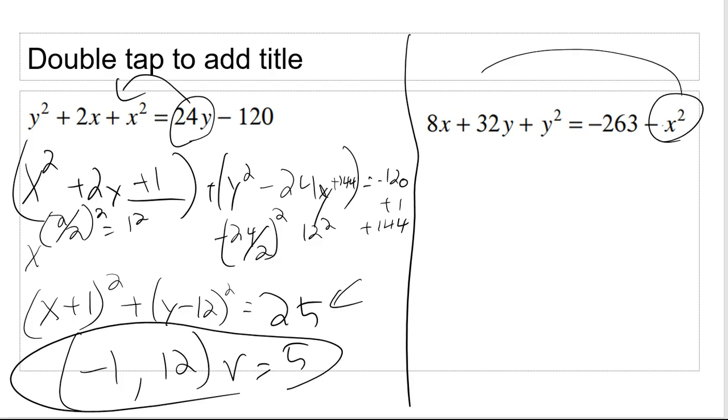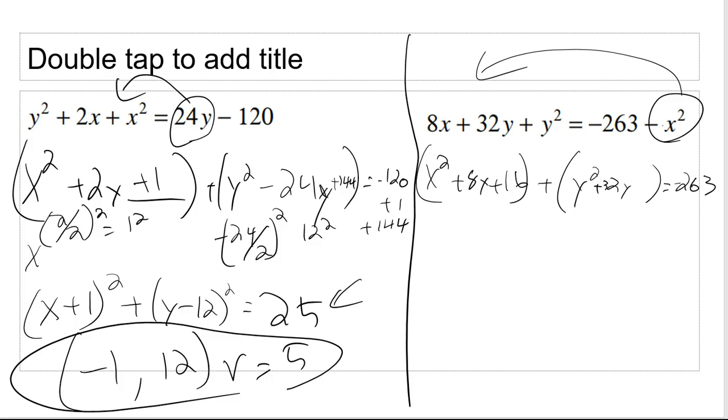Alright, so the only thing I have to move is this guy over here. So I get x squared plus 8x, leave a space, plus y squared plus 32y, leave a space, and equals negative 263. So if we can do this really quick, I'll just do it really quick for you. This is 16. And then this will be plus 256. So we have to add 256 plus 16.